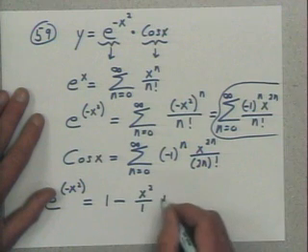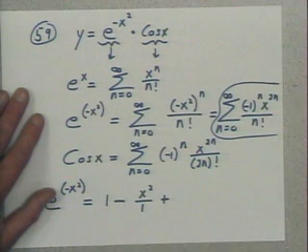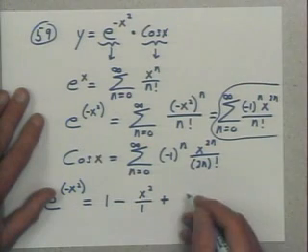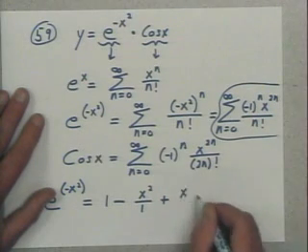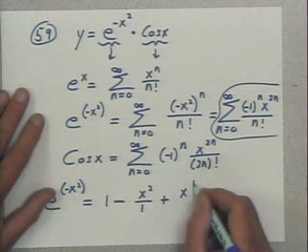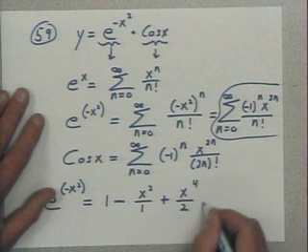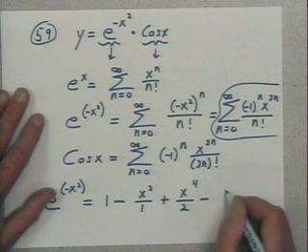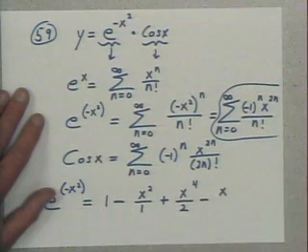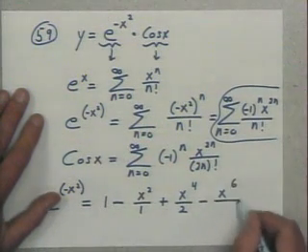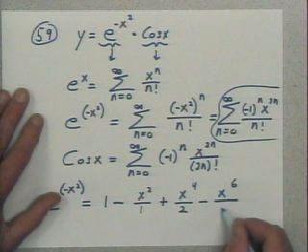All right, what's the next one? It's going to be positive because it's minus 1 squared. It's going to be x to the 4th divided by 2 factorial. Okay, next one is going to be minus x to what power? 6. And 3 factorial is 6.